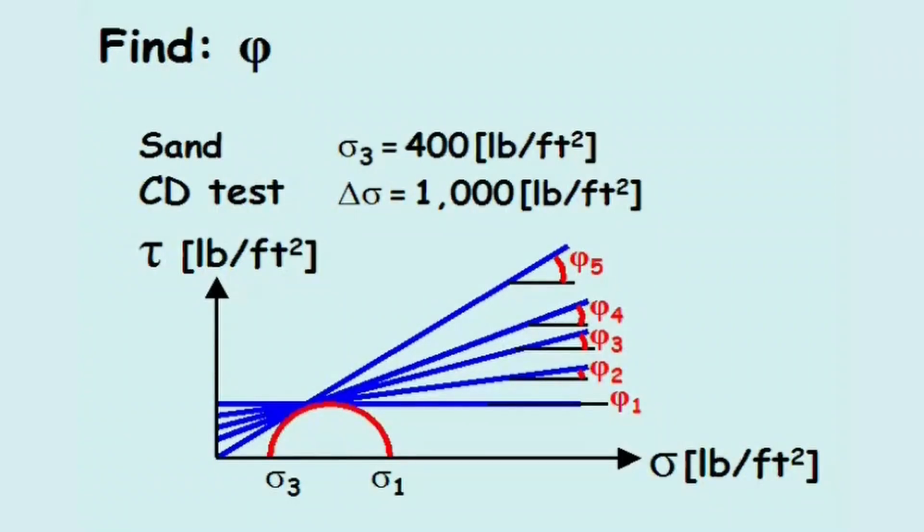However, if we had a second set of data, we could plot it on the same graph, draw the rupture line, and be certain of its slope and hence its friction angle. Also, the cohesion of the soil would be known as the shear stress when there is no confining stress.